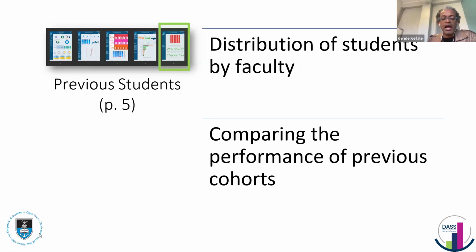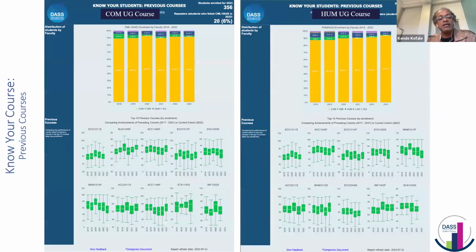was that they wanted to know, okay, I know how my course is doing and how it's been doing for the last few years, but I would like to know how it compares to other courses. So we added one more page where we showed how students performed in other courses. Those students who were enrolled in this particular course in previous years, how they have performed in other courses in previous years. And we took about 10 courses.